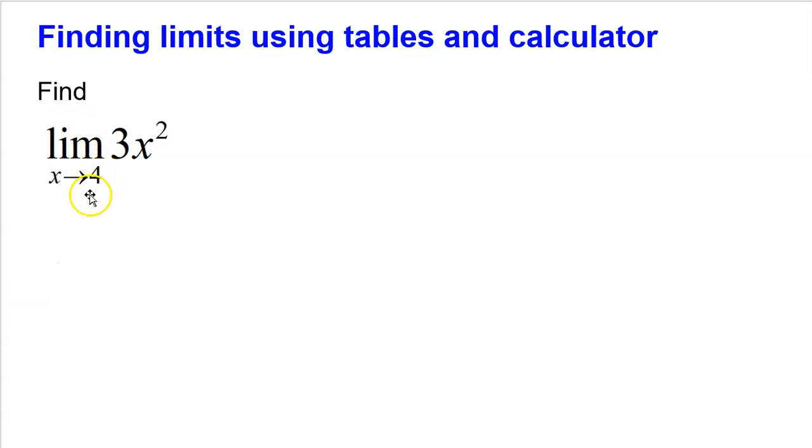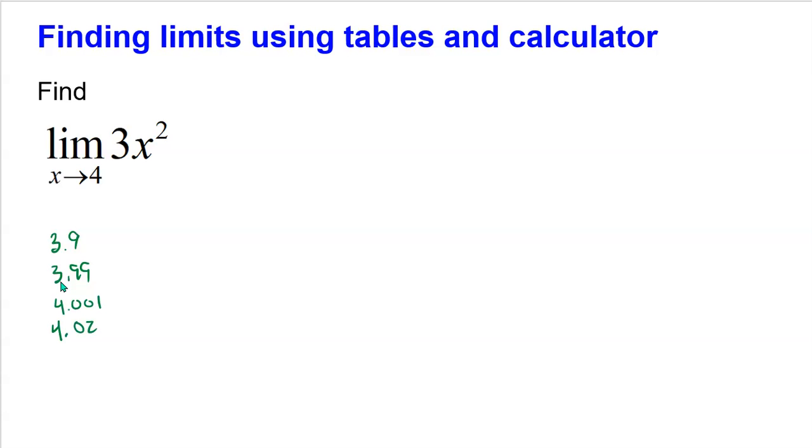So I want to figure out what's happening to the function 3X squared, a pretty nice parabola, quadratic, as we get closer to 4. If I'm thinking about a table, I'm thinking, okay, let me maybe do 3.9, maybe do 3.99. I want to get really, really close to 4. And then I want to also get close to 4 on the other side. So maybe 4.02 and then maybe 4.001.